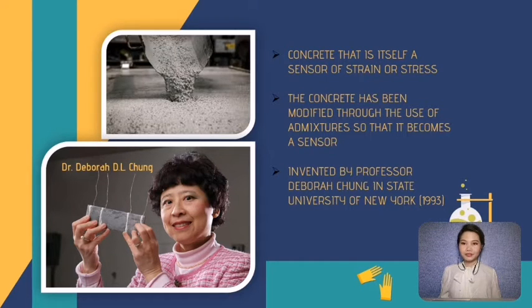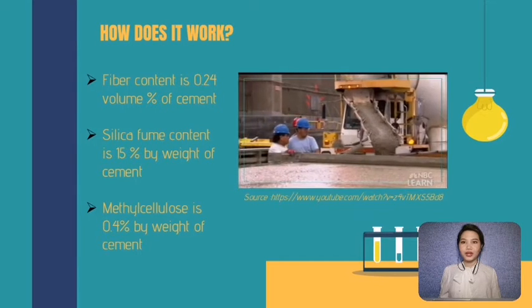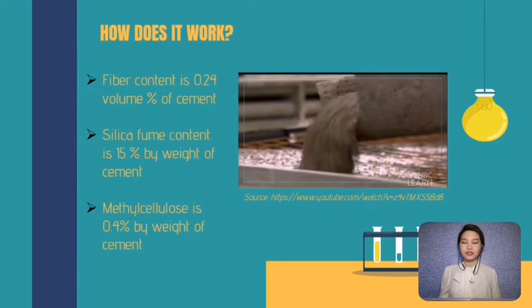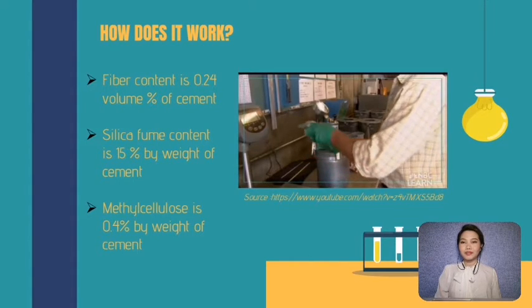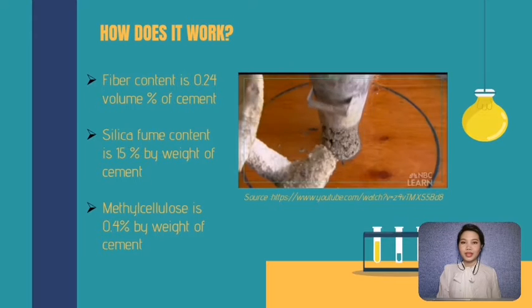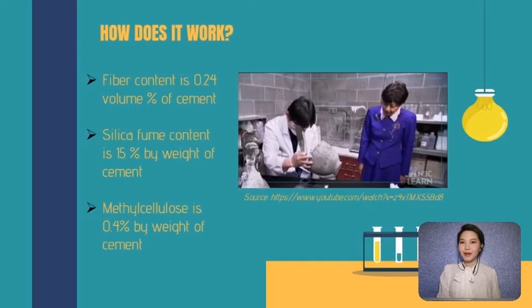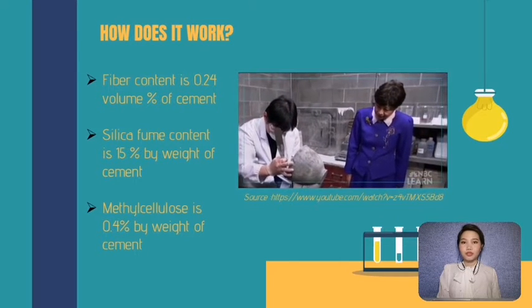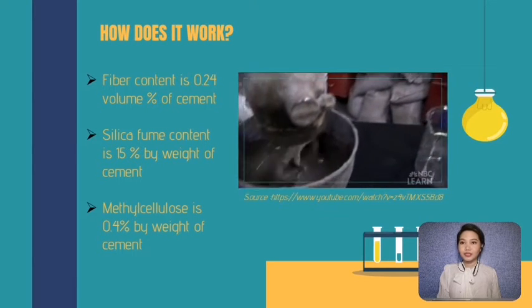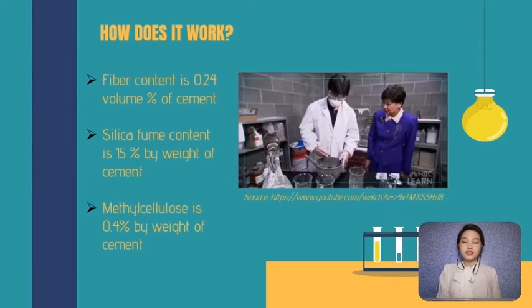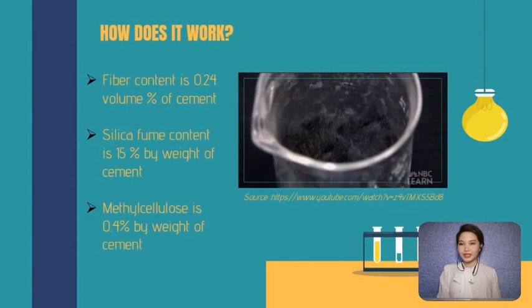How does it work? It works by adding a small quantity of short carbon fiber to concrete with a conventional concrete mixer to modify the electrical resistance of the concrete in response to strain or stress. As a result, the contact between the fiber and cement matrix is impacted when the concrete is deformed or stressed, thereby affecting the volume electrical resistivity of the concrete. The strain is then determined by measuring the degree of electrical resistance.